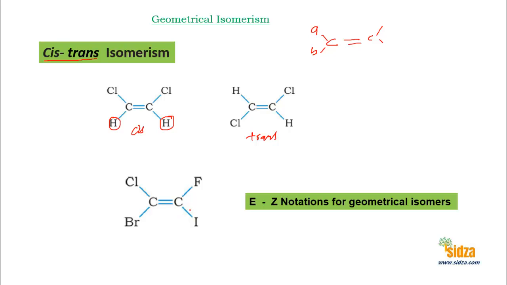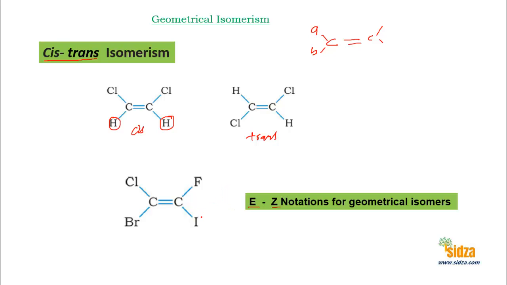Why? Because we don't have something similar in common. For cis and trans isomerism, we need to have something similar attached to the two double-bonded carbons, right? But over here we don't have anything similar, right? So therefore we cannot use the cis and trans terminology for the geometrical isomers of this molecule. Rather we use the E and Z terminology, right? And how do we assign the E and Z terminology?